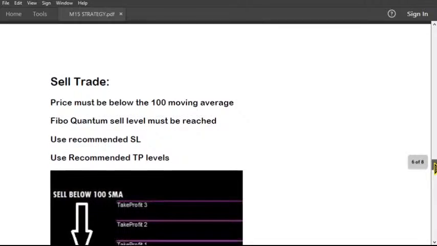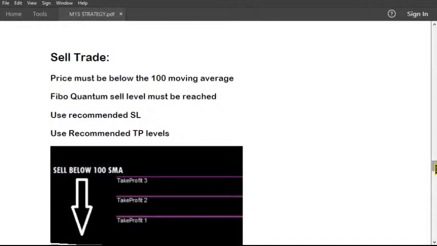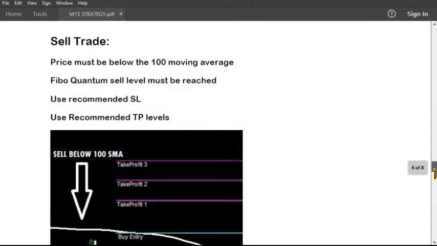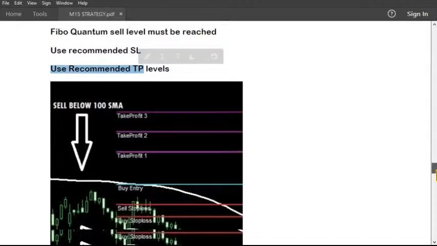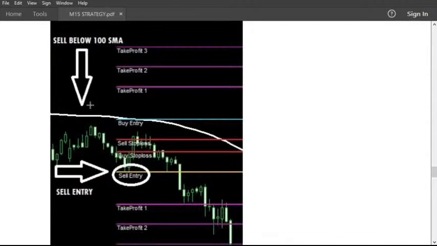So now let's look at a sell trade. The sell trade is the exact same rules, but in the opposite. When you're looking for a sell, the price must be below, underneath the 100 period moving average. The sell level must be reached, and then you can use the stop loss and the take profit level. So let's have a look at this in picture form.